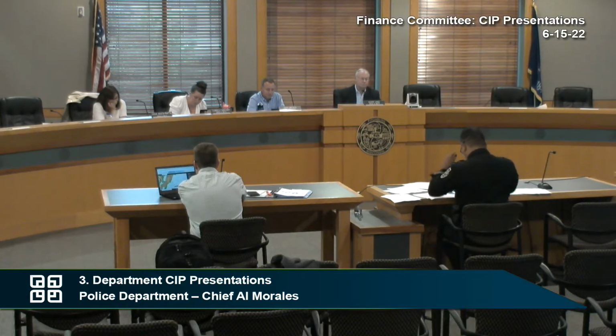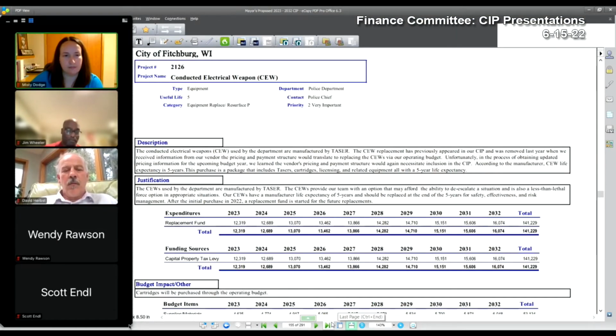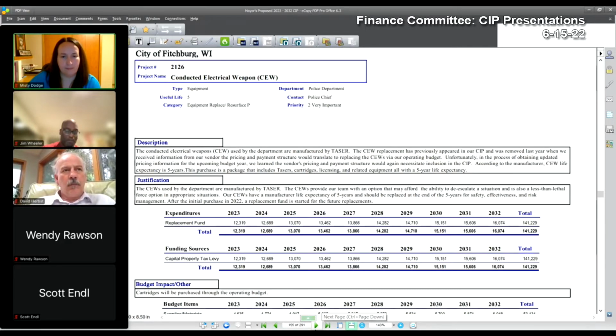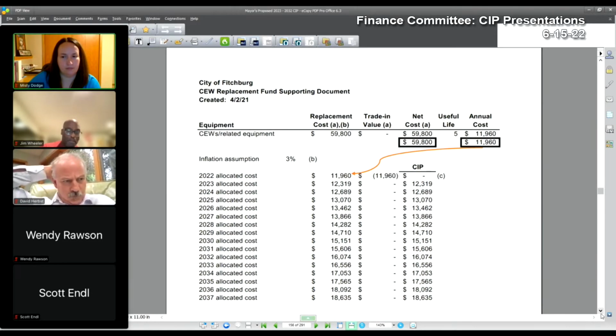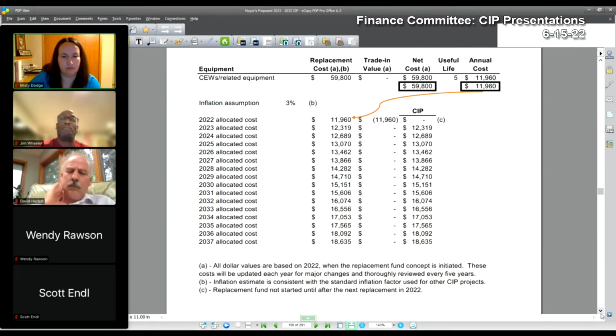Okay. The next item is 2126, the tasers. This is also something that has a lifespan of 5 years. The initial purchase is to be made, I think, in 2022. Replacement started for future replacement of the tasers or the electronic weapons. What I can tell you is we have not pushed this through council, but we will be in the near future.